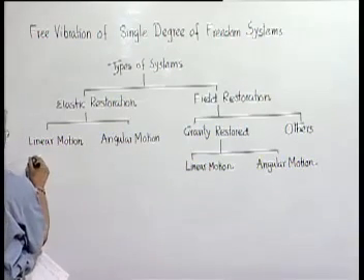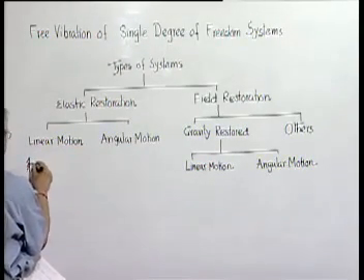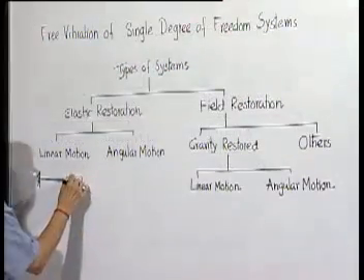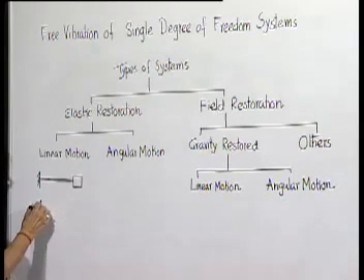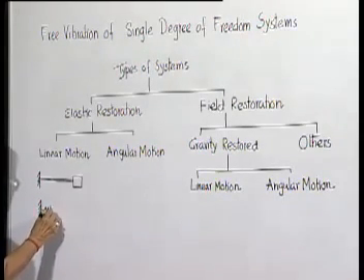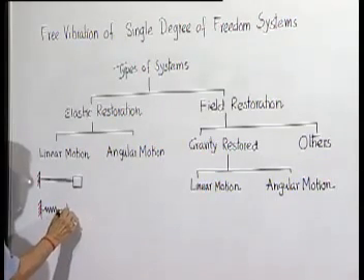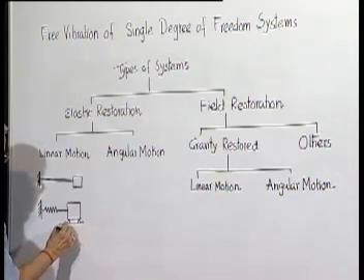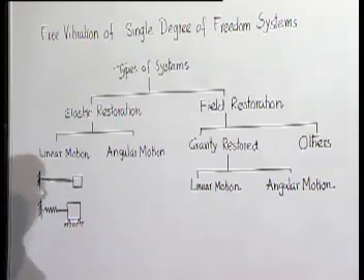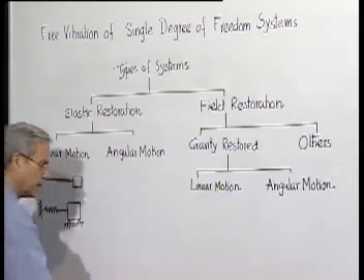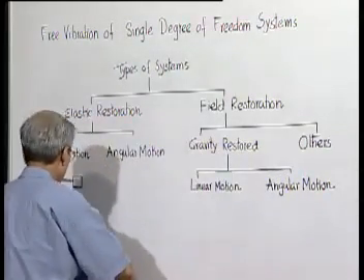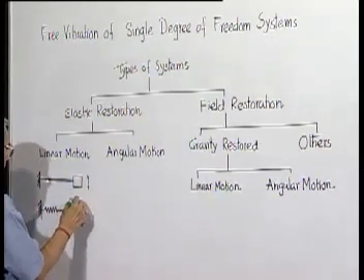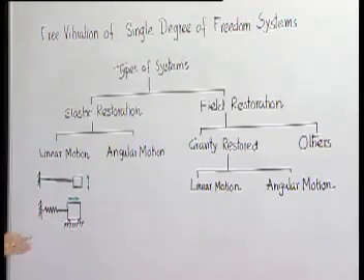One example could be a thin cantilever beam carrying a mass at its end, or a lumped parameter model of a system. In this case the mass is moving like this. In both the cases, the motion is rectilinear.